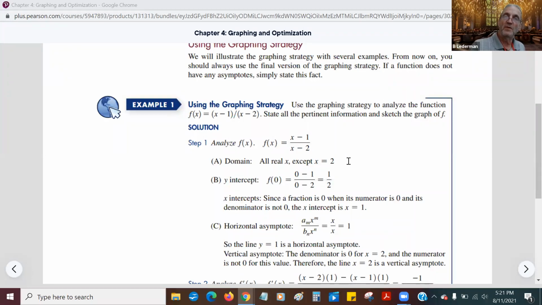So it's all real numbers except x equals 2. So 2 is not part of the domain. That's important to remember that. Everything else is part of the domain. And the y-intercept, well, just plug in 0 for x, and you get -1 over -2, which is 1/2.